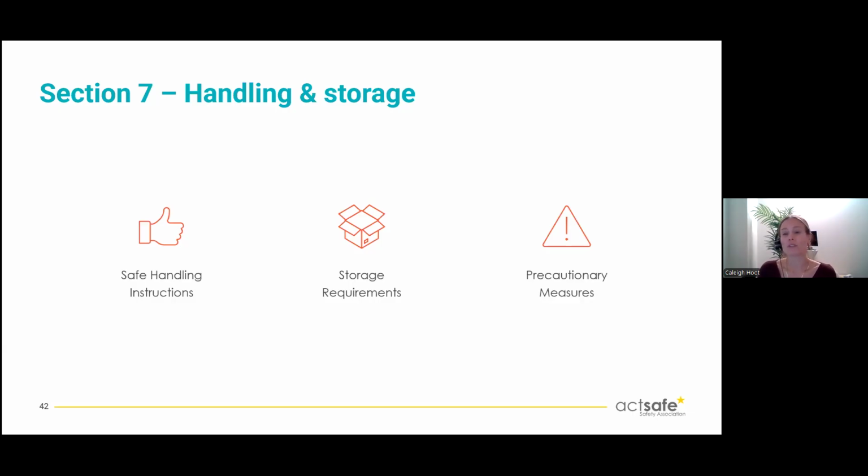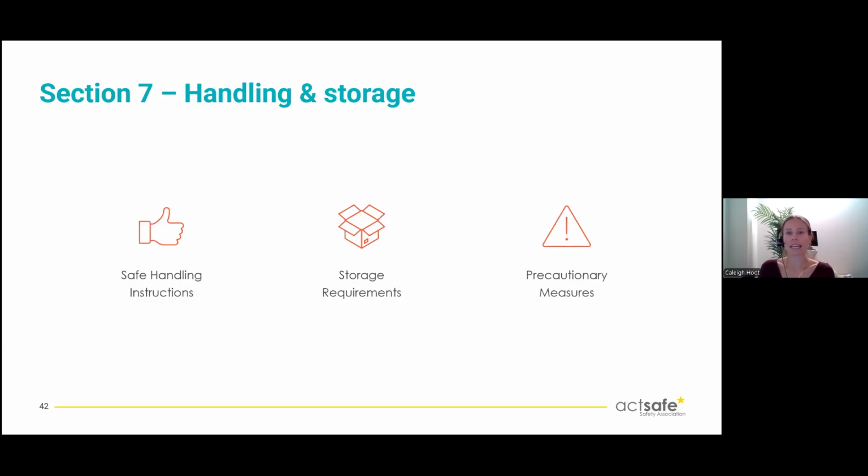You'll also have storage requirements. So this can be the correct temperature range, ventilation requirements, which chemicals need to be stored where, if they need to be stored apart, if they need to be stored outside. It'll let you know those kind of things. And then any precautionary measures. So anything specific that can reduce the chances of an accident in your workplace happening.